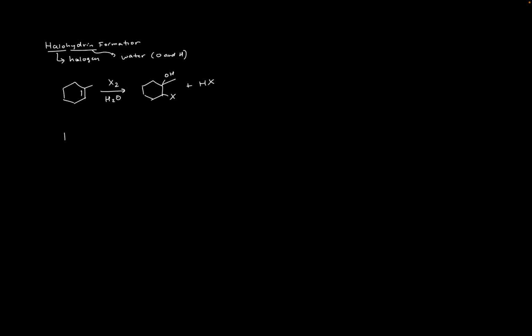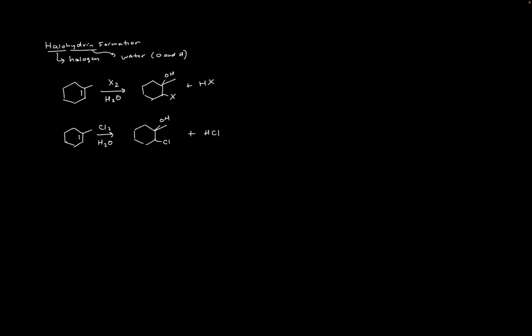So just to make that more clear, if we have a chlorine and water, we're going to end up with a product that typically looks like this, with OH here, chlorine here, and an HCl as our byproduct. So let's go through the general mechanism of what's happening here.